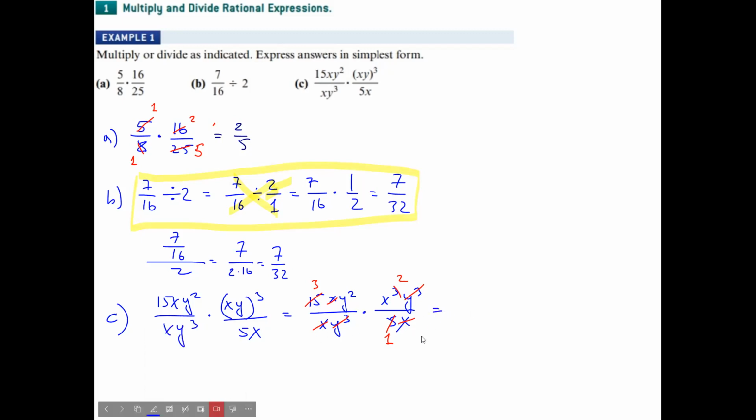So do I still have a fraction here? No. 3 times y squared times x squared. Well, if you like x to go first, you can write that. Any questions?